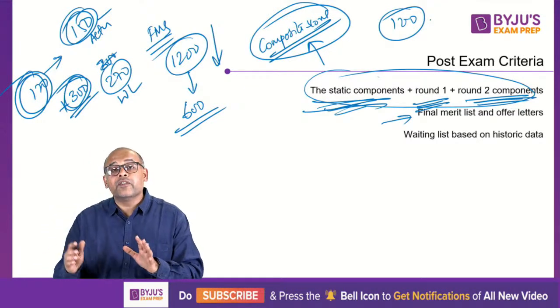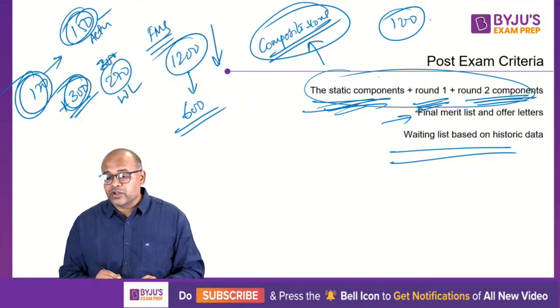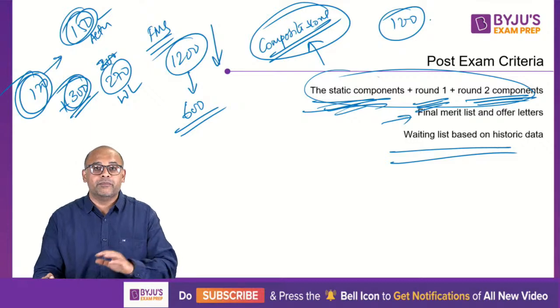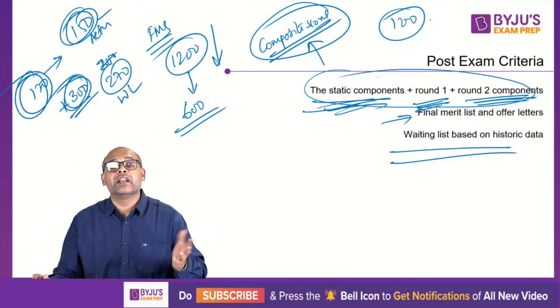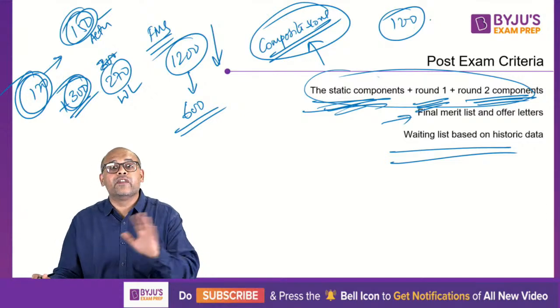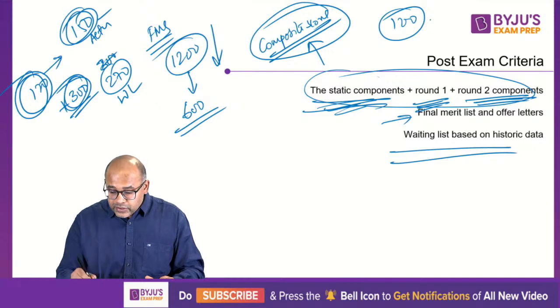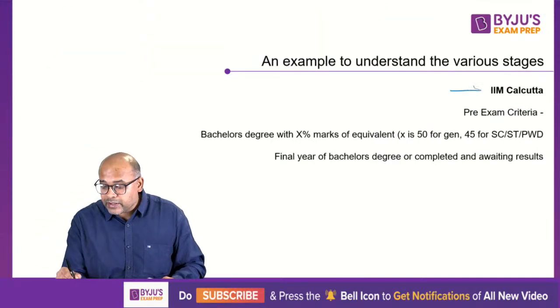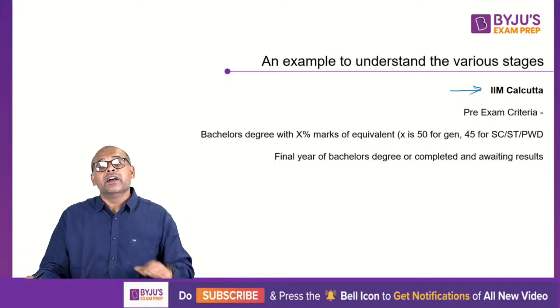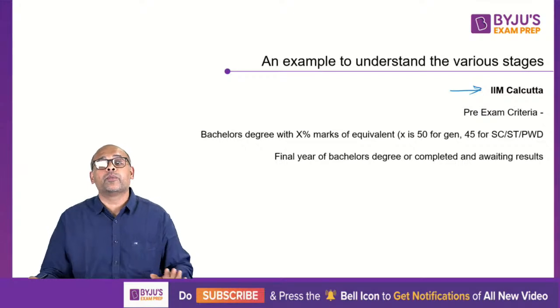Okay, so this is how your round 2 finishes. This waiting list is based on your historic data, on how many students have rejected FMS despite getting an offer. That is true for every college. Every college has their own calculations. They work it out like this. So let's take an example of one college today, IIM Calcutta. I'll take another session where I will discuss this for every college in the top 20 ranks.